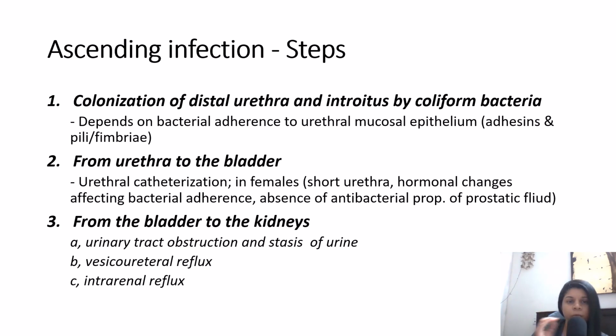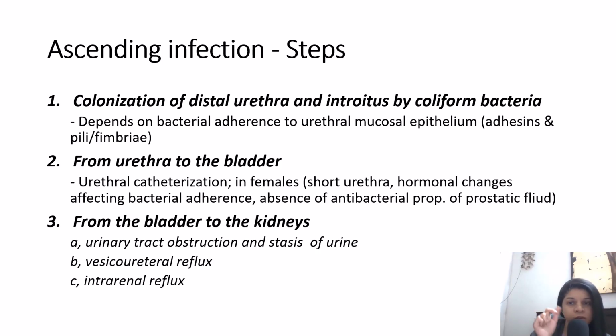So first the bacteria will colonize the distal urethra or the introitus. Introitus means the opening of the urinary tract. So the bacteria colonize there, and that is most commonly coliform bacteria. And usually the urine passes out and the bacteria or whatever waste products are flushed out. Okay, infection doesn't occur. But suppose the bacteria also have a property to overcome this and get adhered to the introitus or the urethra.